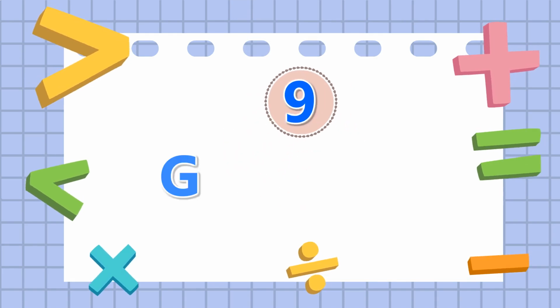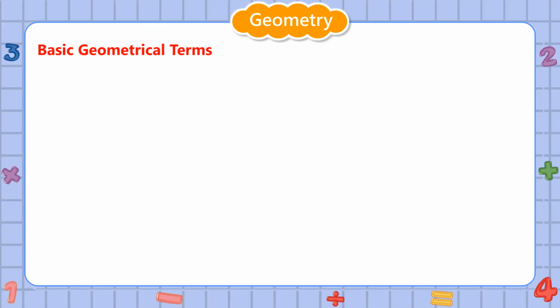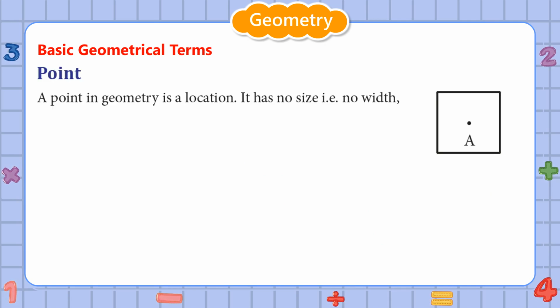Chapter 9 Geometry. Warm-up activity. Basic geometrical terms. Point. A point in geometry is a location.